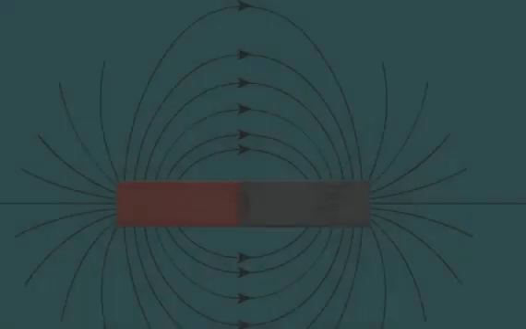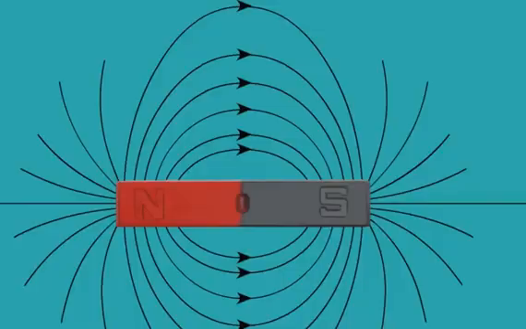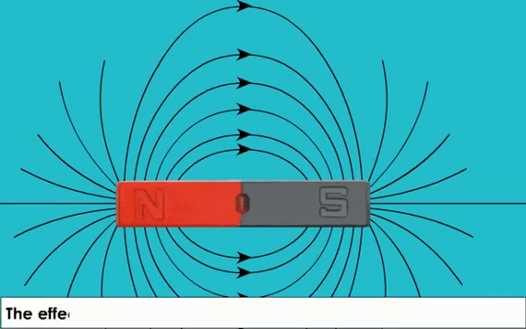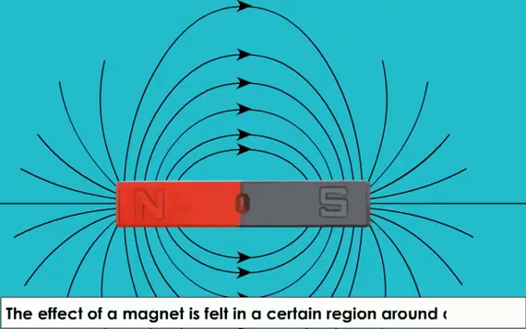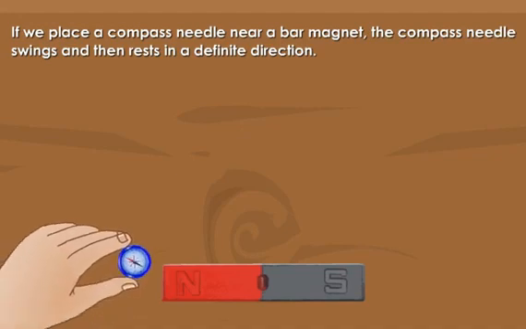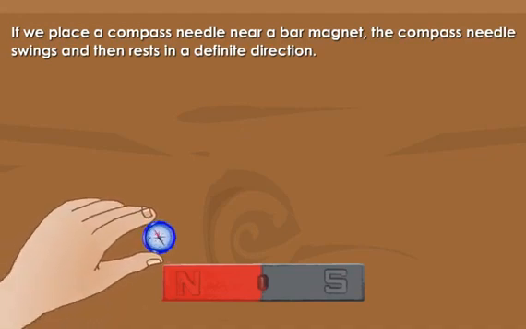Now let us move on to the fifth property. It says, each magnet has its own magnetic field. Students, the effect of a magnet is felt in a certain region around a magnet. If you place a compass needle near a bar magnet, the compass needle swings and then rests in a definite direction.